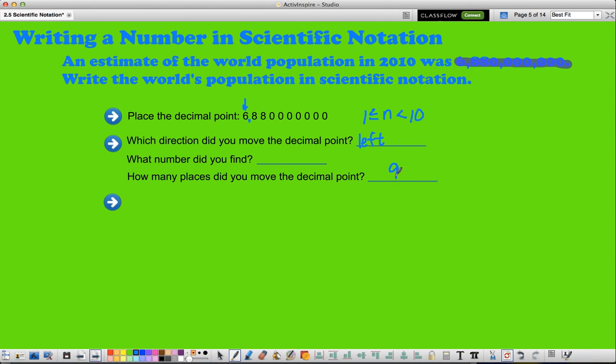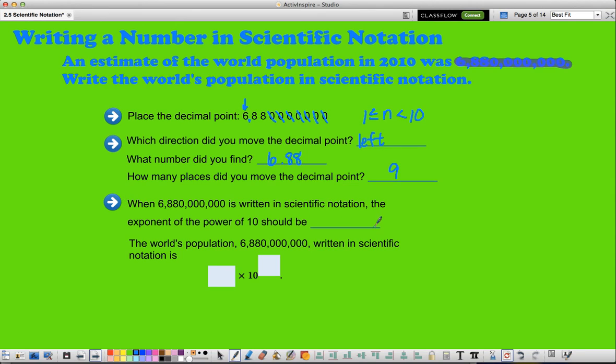So I moved it 9 places, and the number that I found was 6 and 88 hundredths, because then what I do is I just get rid of all these extra zeros at the end. So to write this in scientific notation, I use how many places I moved my decimal to figure out my exponent. So here, the exponent of the power of 10 should be 9. And so I take my new number, which I said was 6 and 88 hundredths, and I take that times 10 to the 9th power.